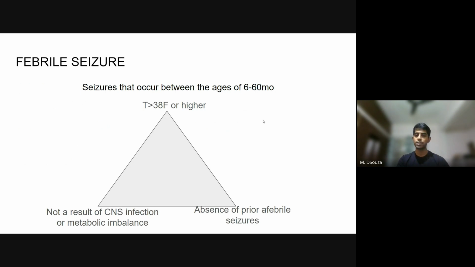So to establish the diagnosis of febrile seizures, what you need is 3 things. 6 to 60 months, the general age group, in the setting of a temperature of greater than 38 degrees Celsius, sorry, this is a typo, or 100 degrees Fahrenheit, in the absence of any prior afebrile seizures and not a result of CNS infection or any metabolic imbalance. Seizures occurring in this background triad would be considered as a febrile seizure.